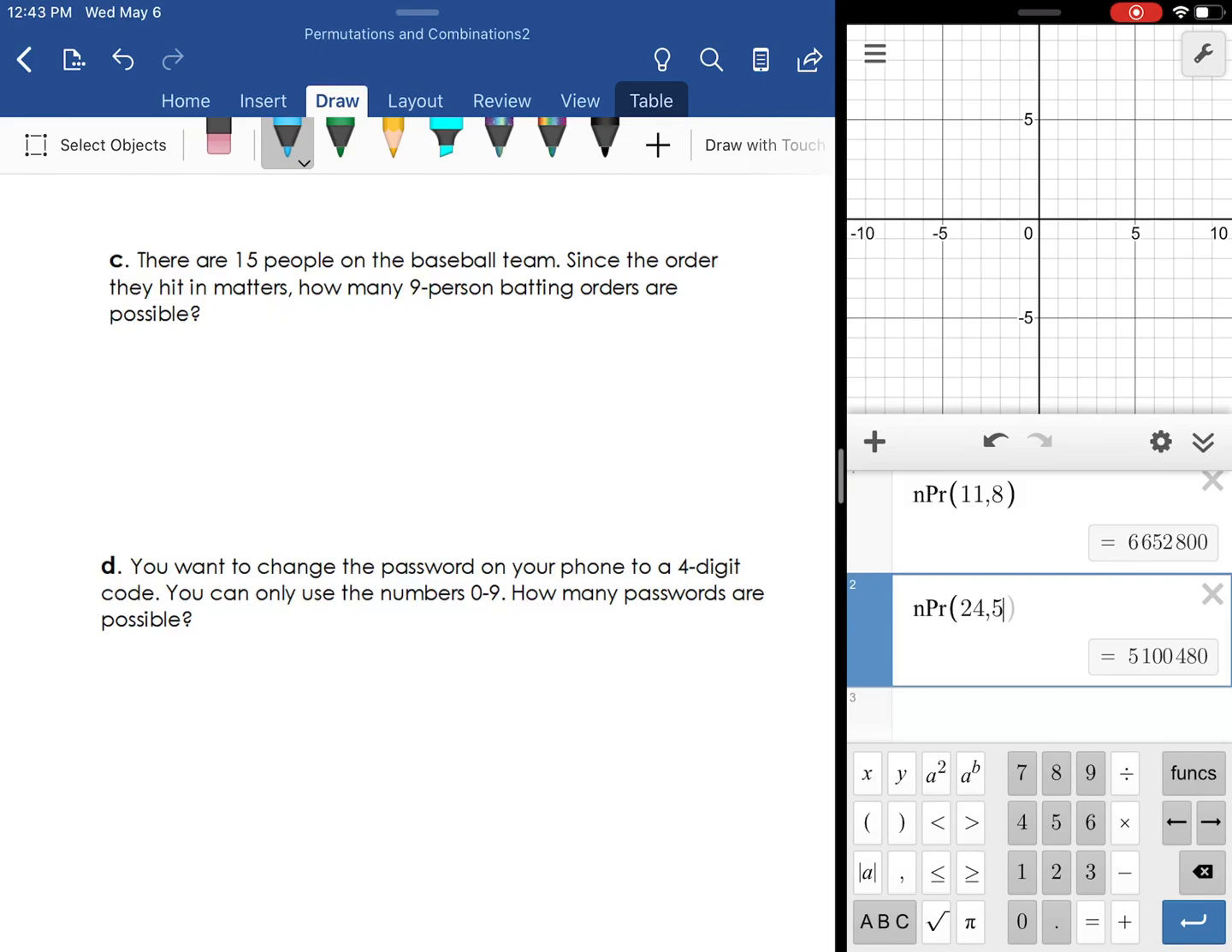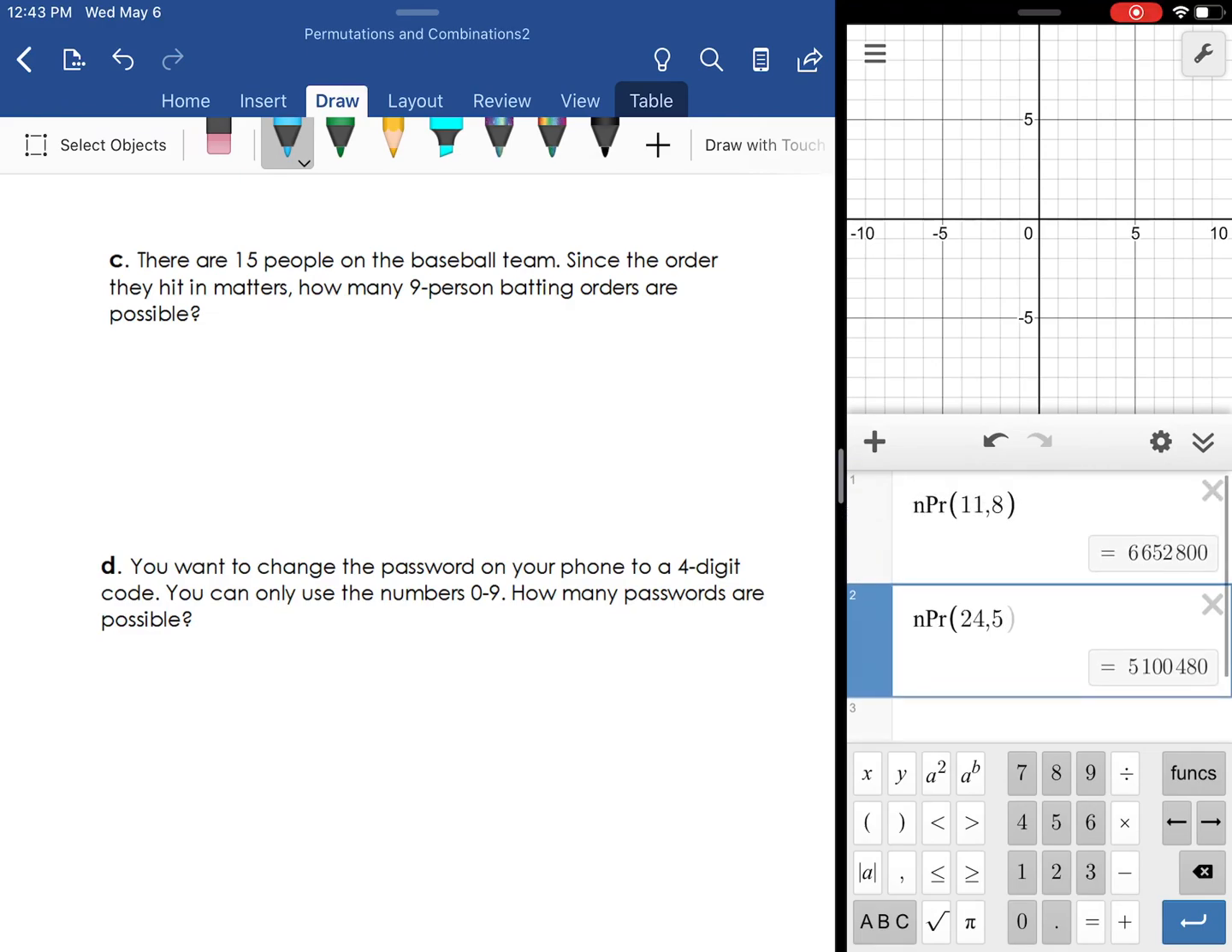So our job is to use the numbers they gave us in the problem, and then type it into Desmos so we can figure out our answer. When we're looking at this, for our N and our R, N represents the total of what we're looking at, and R represents the number we get to pick or choose.